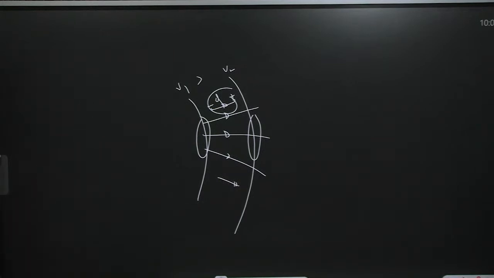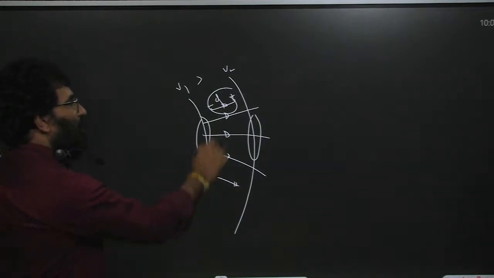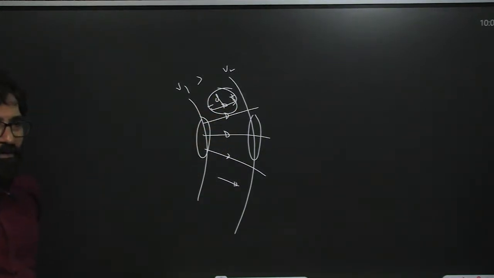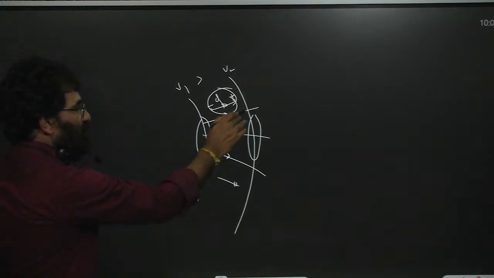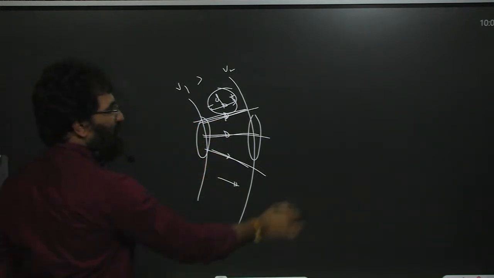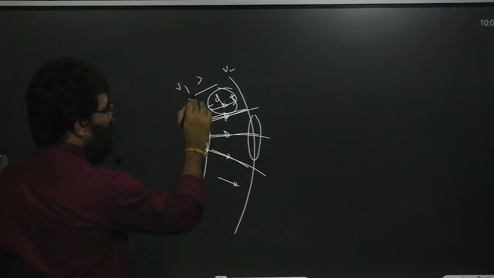How will the dipole move? Dipoles will move opposite to the electric field, in the direction of increasing electric field. So how is the electric field increasing? See, the field strength is increasing in the opposite direction only. Suppose when we keep it like this, this dipole will move along this direction.